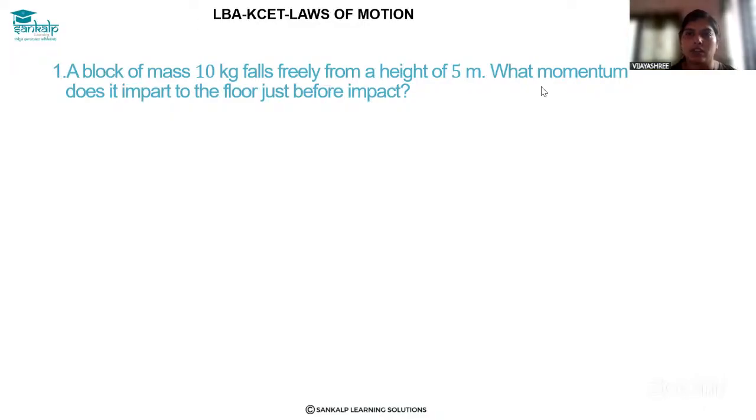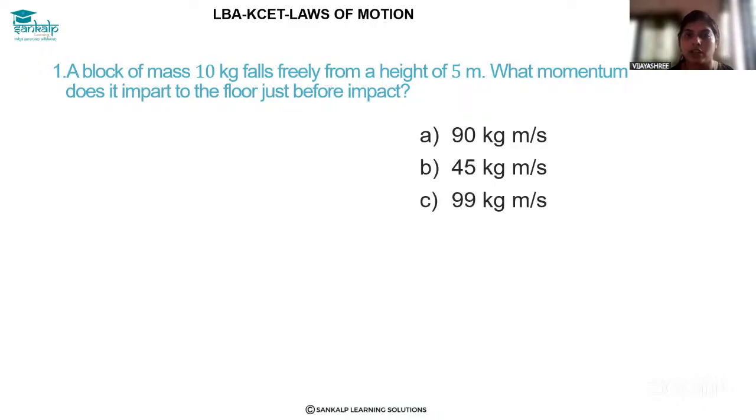Let me repeat. A block of mass 10 kg falls freely from a height of 5 meters. What momentum does it impart to the floor just before impact? So the options. Option A 90 kg meter per second. Option B 45 kg meter per second. Option C 99 kg meter per second, and option D 55 kg meter per second.